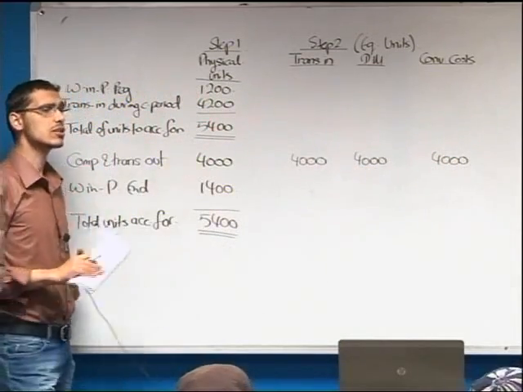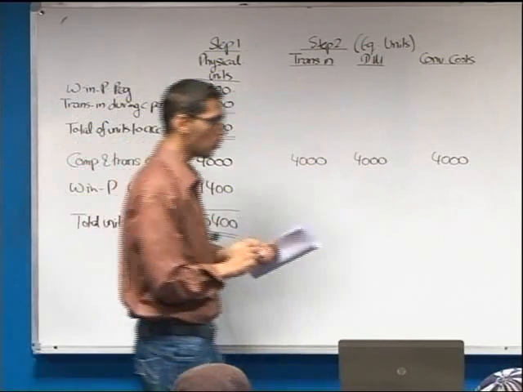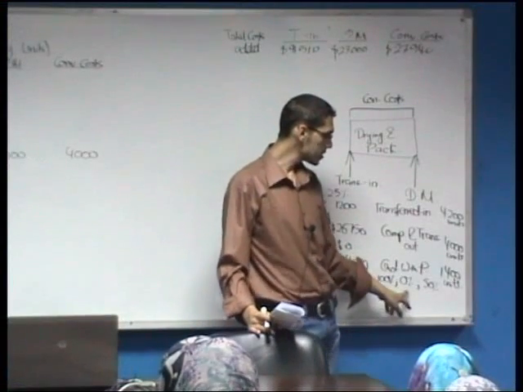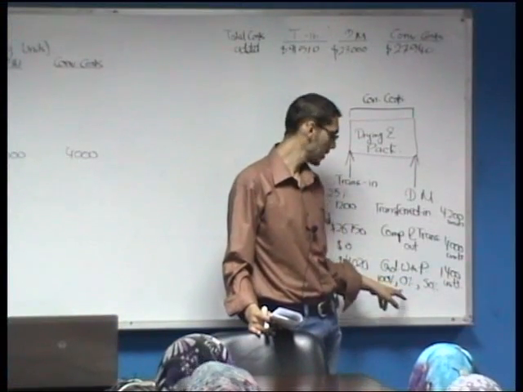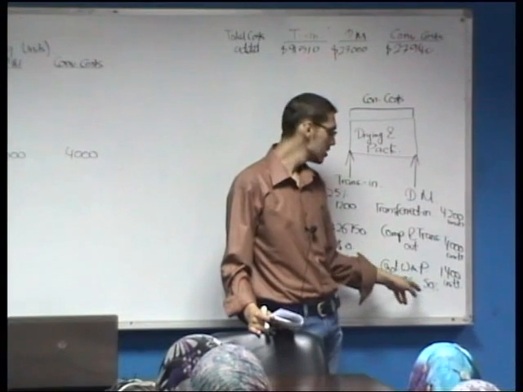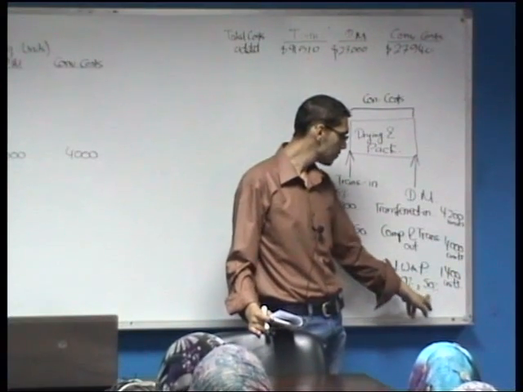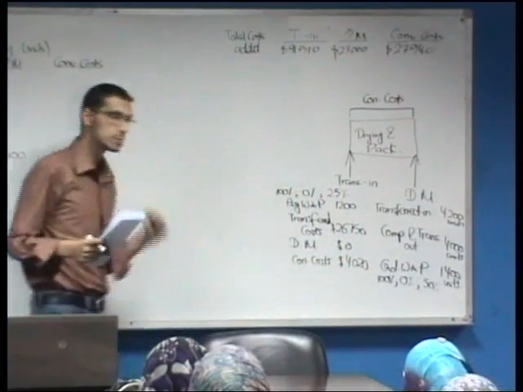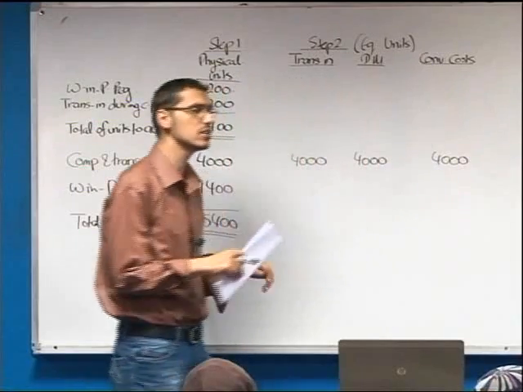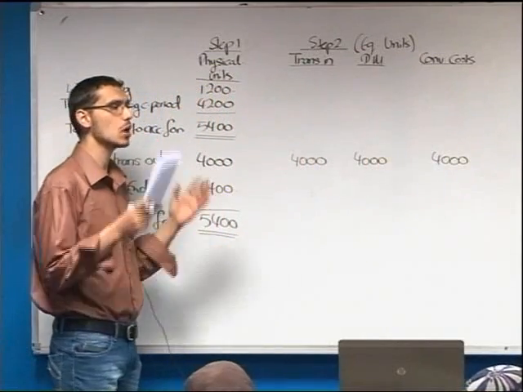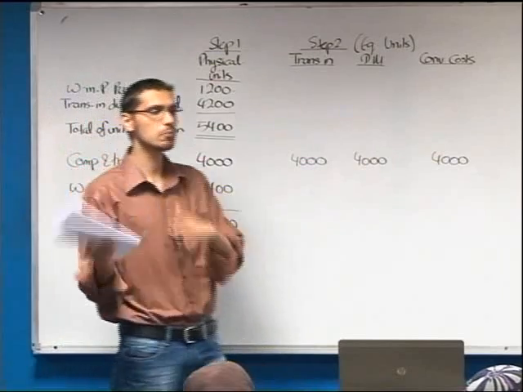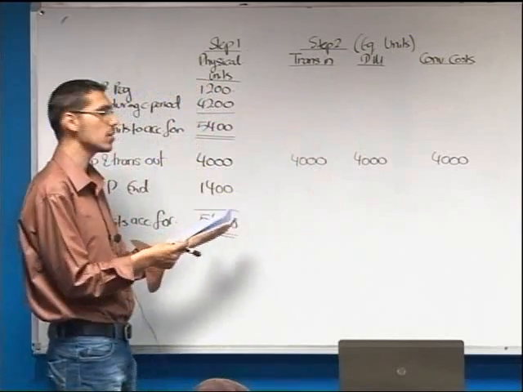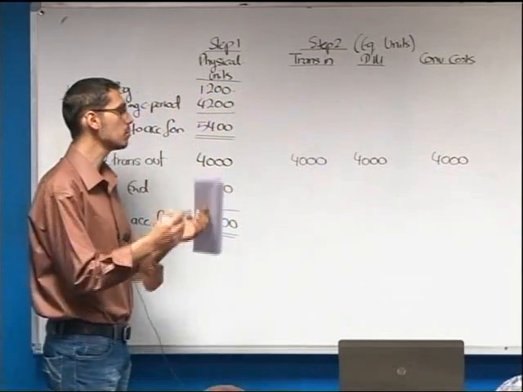Now, for the 1,400 units, according to our question, the percentage of completion is 100%, 0%, 50%. Therefore, it took 100% of transferred in, 0% of direct materials, and 50% of conversion cost. We are now going to use these percentages to calculate the equivalent units. To do so, we multiply the percentage of completion for each category with the number of physical units.